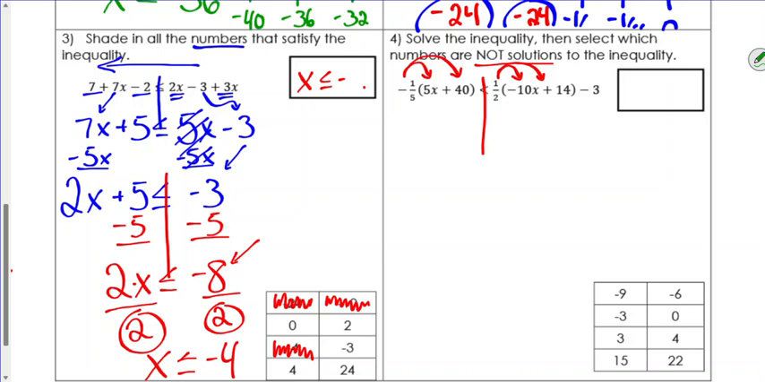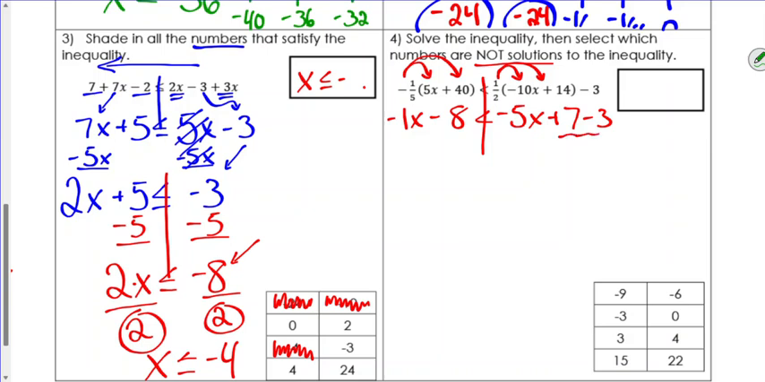So here we're distributing the negative 1/5 times 5, that's negative 1x. Negative 1/5 times 40 is negative 8. 1/2 times negative 10x is negative 5x. 1/2 times 14 is 7. And then I'm going to rewrite that minus 3. Nothing really affected that yet. Although that is going to be my next step.